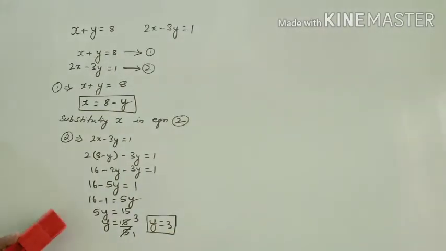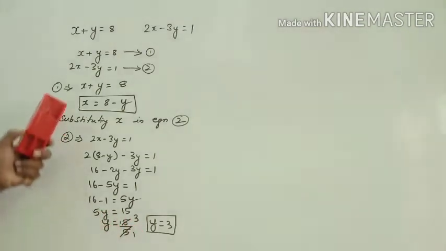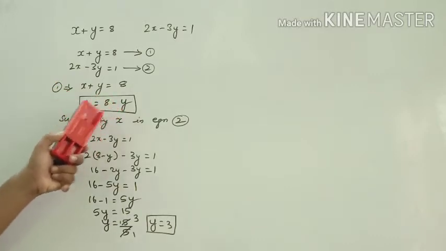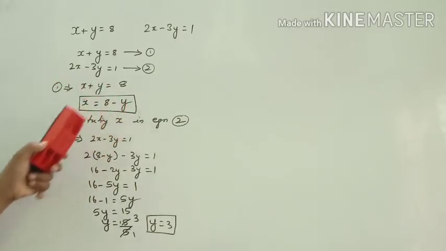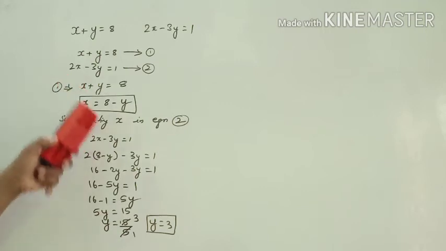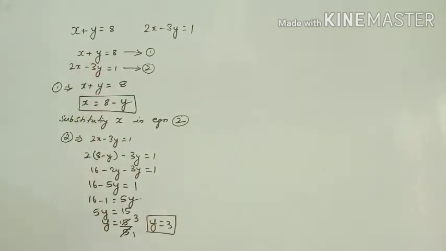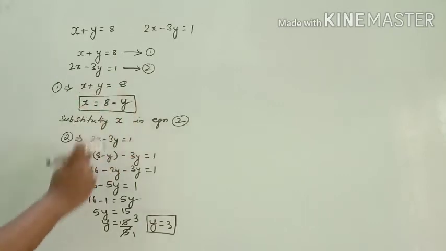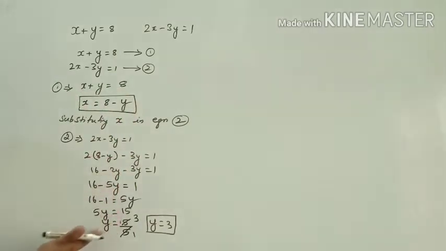So this is the method of substitution. We have got the y value as 3. I have taken the first equation, x is equal to 8 minus y, and I am going to substitute this in place of x in the second equation. So I have 2x minus 3y, the second equation. In place of x I am taking this 8 minus y. So solving this, I will get y is equal to 3.